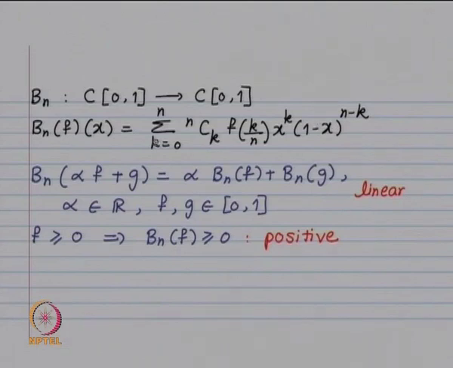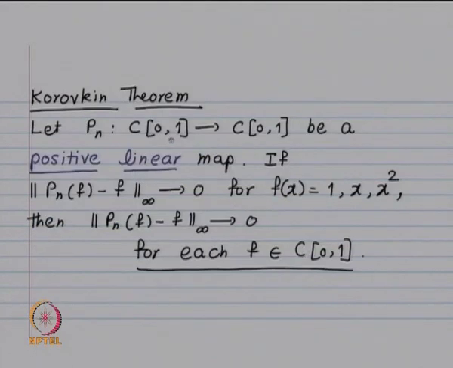So, now we have b n to be a map from c 0 1 to c 0 1 such that b n of alpha f plus g is equal to alpha times b n f plus b n g, when alpha varies over real numbers and f, g belong to c 0 1, and f bigger than or equal to 0 implies b n f is bigger than or equal to 0. So, that is a positive map, and here is Korovkin's theorem, which says that if p n is a positive linear map from c 0 1 to c 0 1, and if the infinity norm of p n f minus f tends to 0 for the three functions 1, x, x square, then the infinity norm of p n f minus f tends to 0 for each f belonging to c 0 1. So, it is a very interesting theorem.